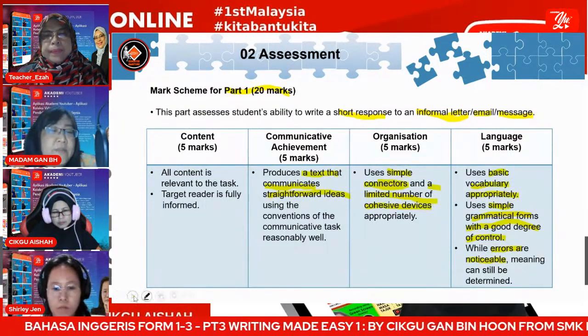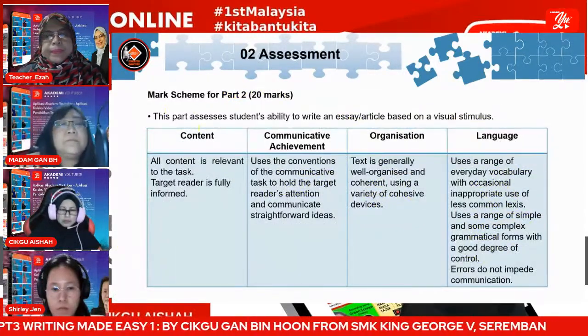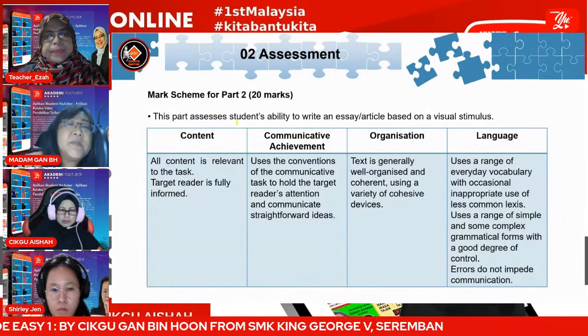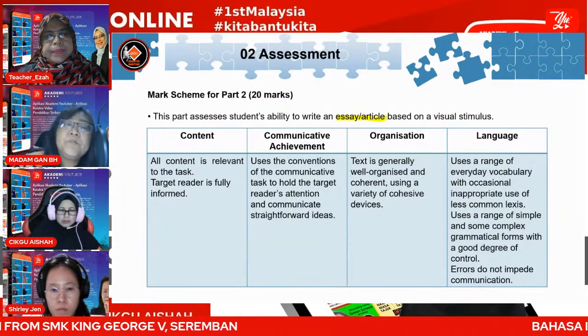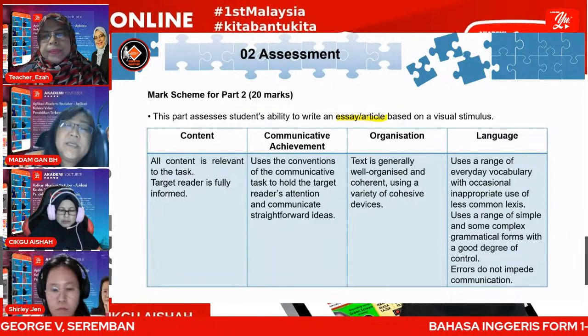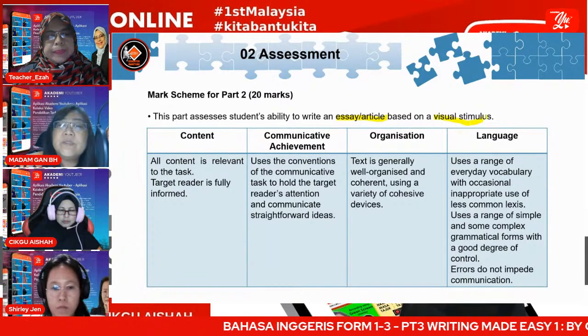Okay, let's look at the next one. We have part 2. Part 2 is different. This part assesses students' ability to write an essay or article. It is an essay or an article based on a visual stimulus. The visual stimulus here is the mind map.